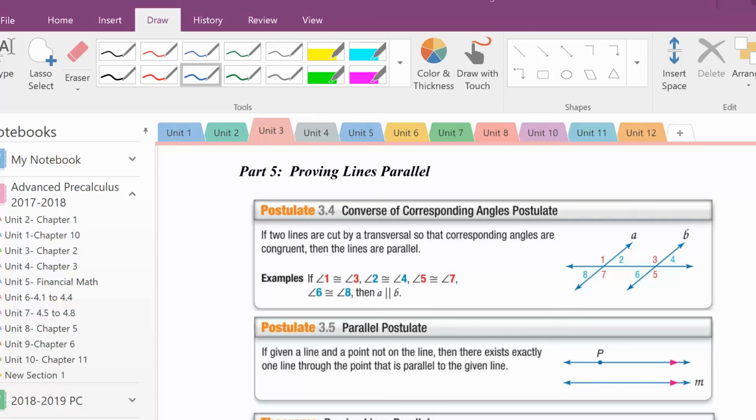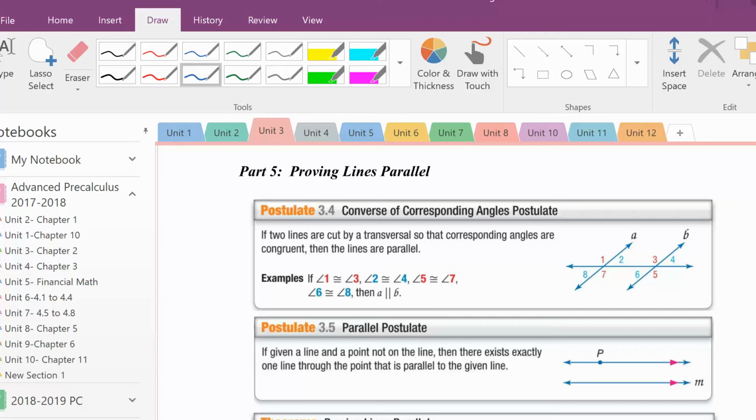Alright, welcome to Unit 3, Part 5, talking about how to prove lines are parallel. So we've talked about what happens if lines are parallel and how that affects angles, but there's also what's called the converse, and the converse just means the reverse. We know that if two lines are parallel, then corresponding angles are congruent, but the converse is true: if we know that corresponding angles are congruent, then the two lines are parallel. So that's what Postulate 3.4 is saying.